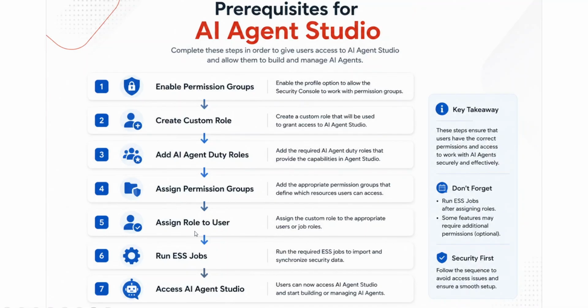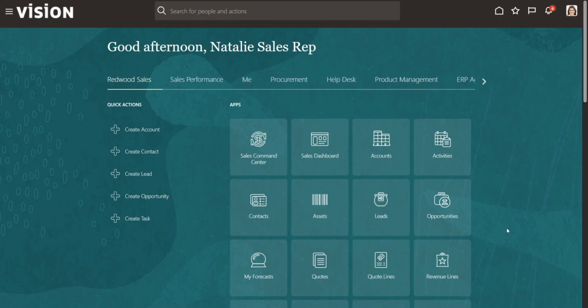Then assign the custom role to the user. At this point, the security configuration is almost complete. Next, run the ESS job. This step is very important because it synchronizes all security changes. And finally, the user can access AI Agent Studio and start creating agent workflows and AI applications. So the key point is to follow these steps in the correct order. If you skip a step, especially enable permission groups or running the ESS job, it won't work. Let me show you how to configure your first admin AI Agent Studio role.